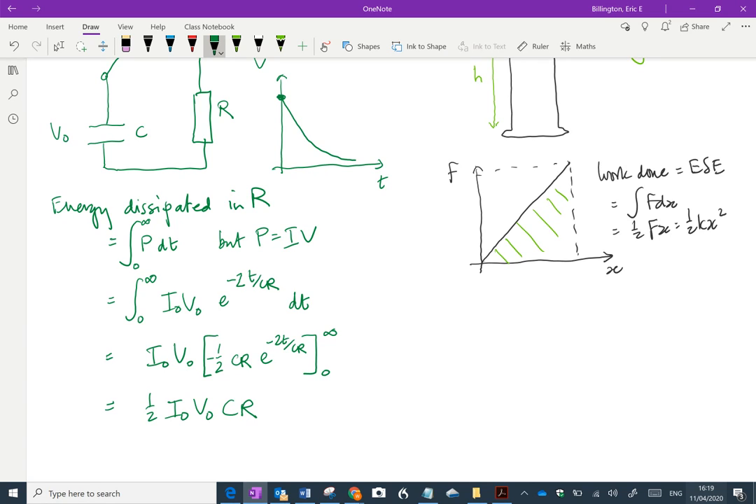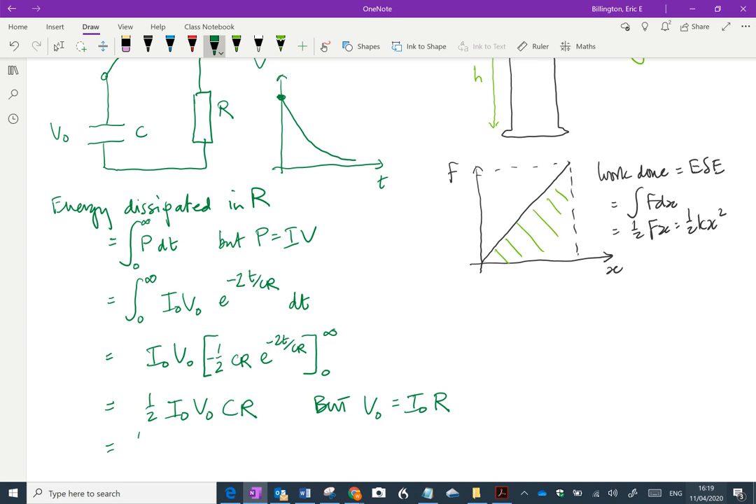So what are we going to do next? I should think I can feel a but coming on. But V0, oh yeah, V0 equals I0 R. So we get a half I0 squared. Is that the way I want to go? V0 squared C. Oh, I think what I'll do is I'll say I0 equals V0 over R.